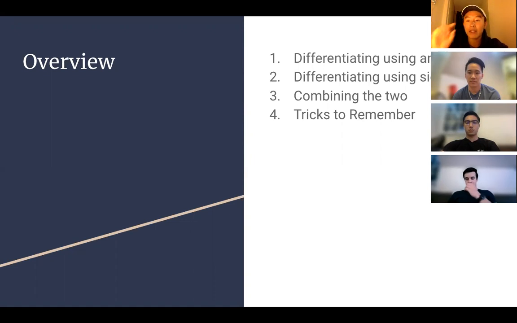And then with these two different typologies for the way in which we differentiate between triangles, we can combine the two and we can have certain examples that have a little bit from both. Then finally, we're going to go over some tricks to remember the two.